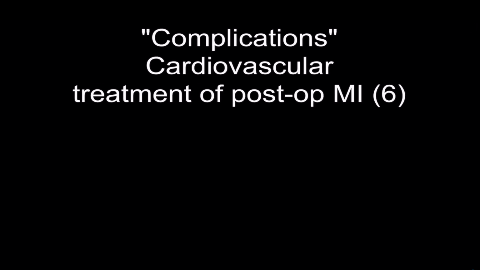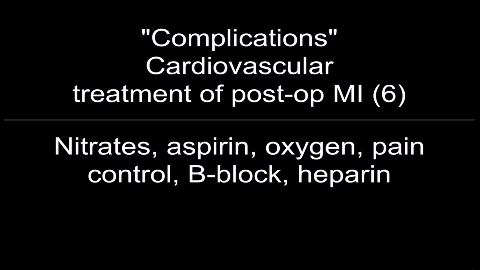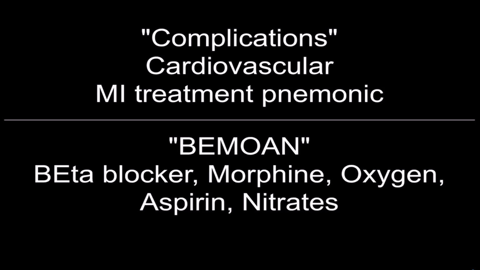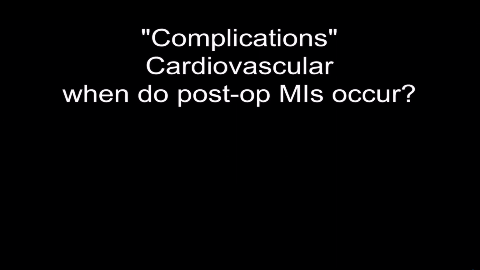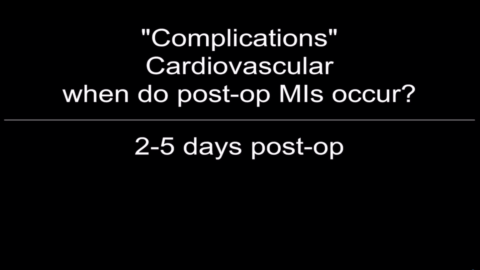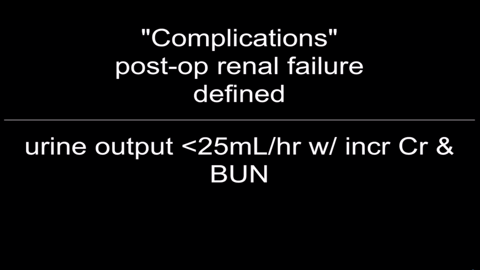How do you treat post-op MI? Nitrates, aspirin, oxygen, pain control, and beta blockers with heparin. MI treatment mnemonic: BMONA, beta blockers, morphine, oxygen, nitrates, aspirin. When do post-op MIs occur? 2 to 5 days post-op. Post-op renal failure is defined as urine output less than 25 milliliters per hour with increased creatinine and BUN.